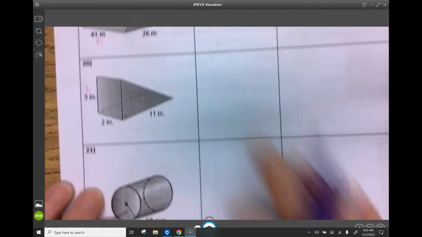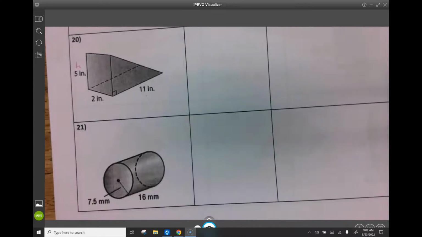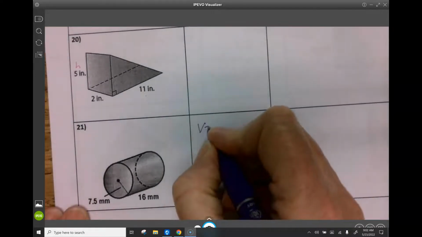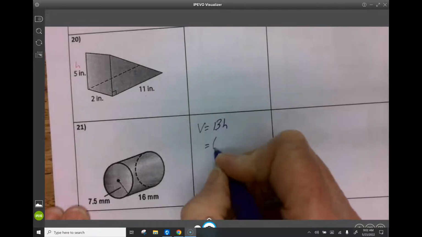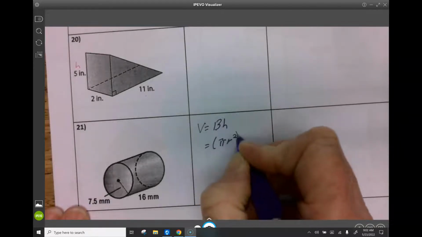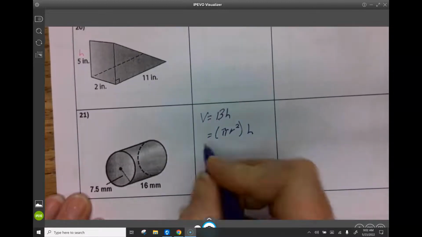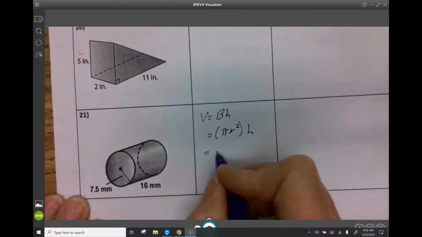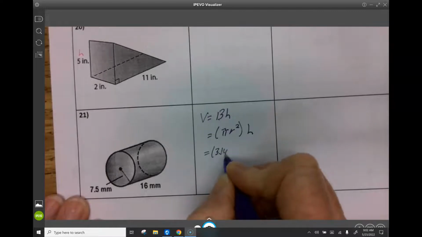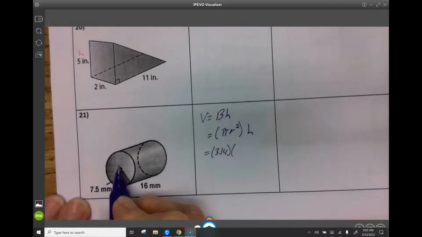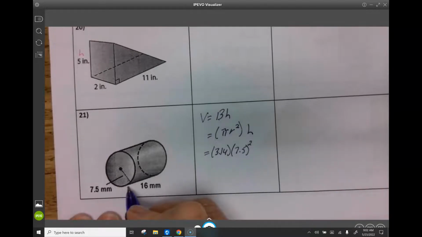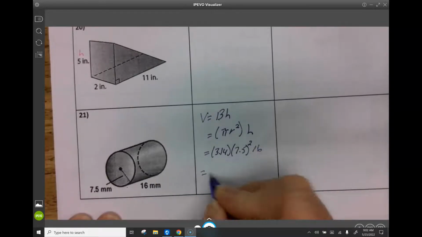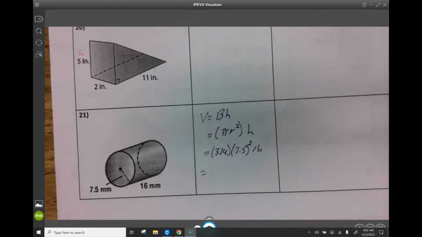Going to do that same thing with 19 and 20. On number 11, we have a cylinder. We still start off with area of the base times the height, but now the area of my base is a circle. Pi r squared times the height. Okay? So if they give me a radius, yay, I just plug that in. So I have 3.14 times the radius, here's my radius, 7.5 squared, and then times my height, which is 16. So I'm going to multiply that.